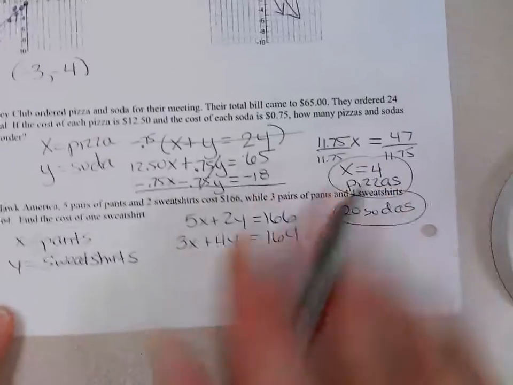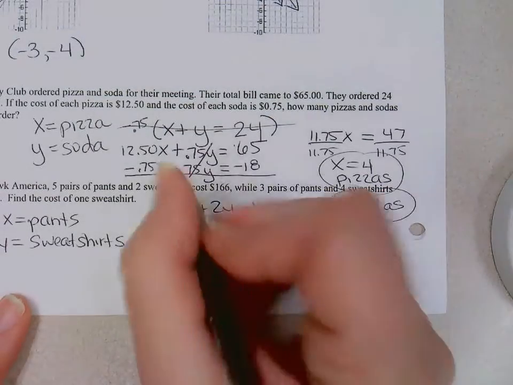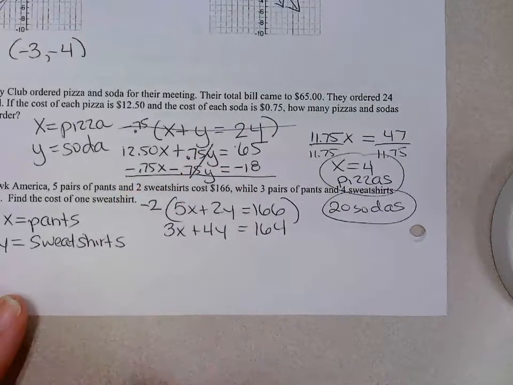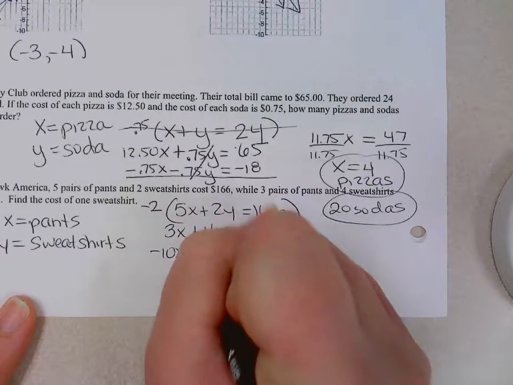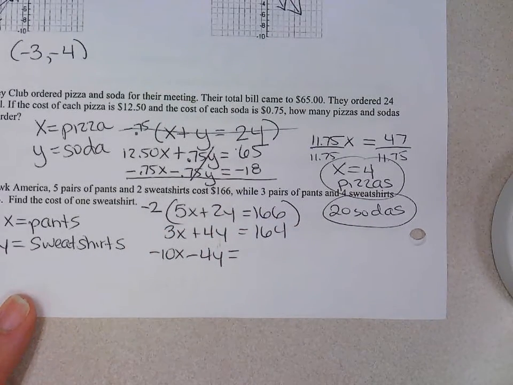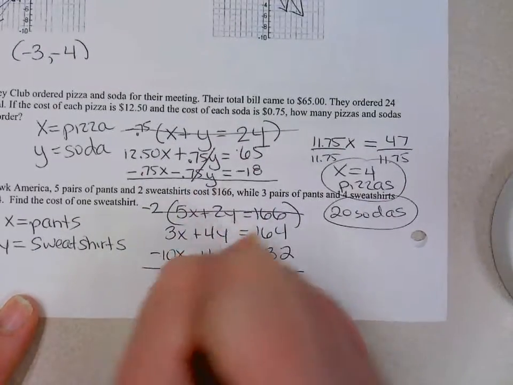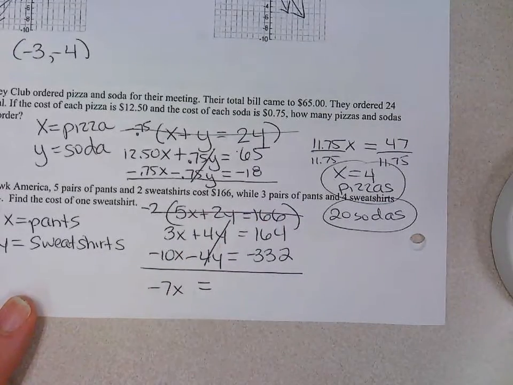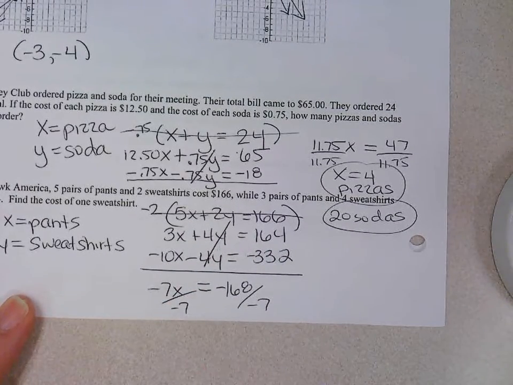So what I would do is pause the video and see if you can figure out how to solve this and then come back and see that you got it correct. So now I'm going to go through the solution. To me, this is set up for elimination. And I'm going to multiply the top equation through by negative 2 so that my y's will go away. Negative 10x minus 4y is equal to negative 332. Negative 7x equals negative 168. So my last step is to divide by negative 7.